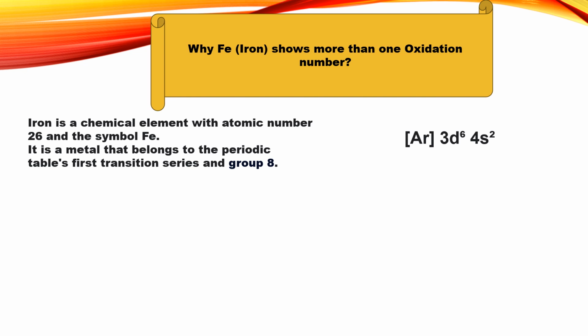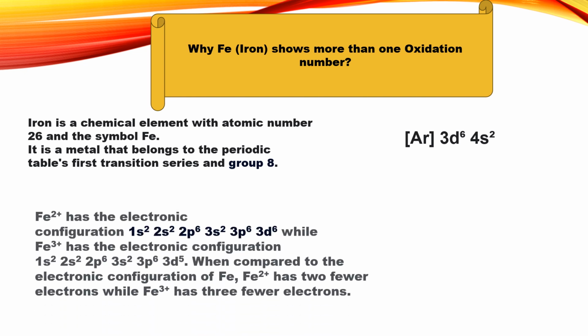So this is its electronic configuration, Ar, that is argon, 3d6 4s2, and it is the extended electronic configuration for Fe plus 2. How is Fe plus 2 obtained? So Fe plus 2 has the electronic configuration 1s2 2s2 2p6 3s2 3p6 3d6, while Fe plus 3 has the electronic configuration 1s2 2s2 2p6 3s2 3p6 3d5. So here you can see there is a difference between these two electronic configurations, that's why they get plus 2 and plus 3. In the last valence shell you can see 3d6, so 2 electrons are not there, that's why it gets the Fe plus 2 oxidation number. And for Fe plus 3, 3d5, the last valence shell has 3 fewer electrons, that's why it shows the Fe plus 3 oxidation number.